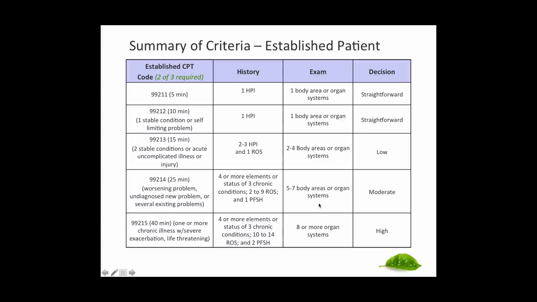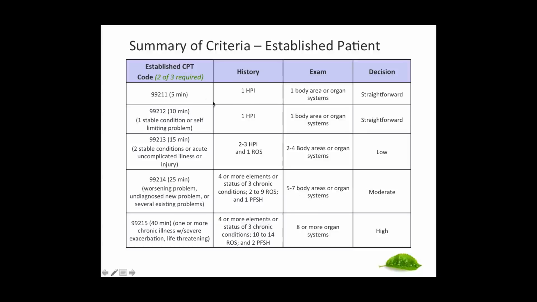And you can see again here we have the 4 and 5 a little bit different. History is the same. Exam again being comprehensive here, detailed here, with the decision making changing from moderate to high.